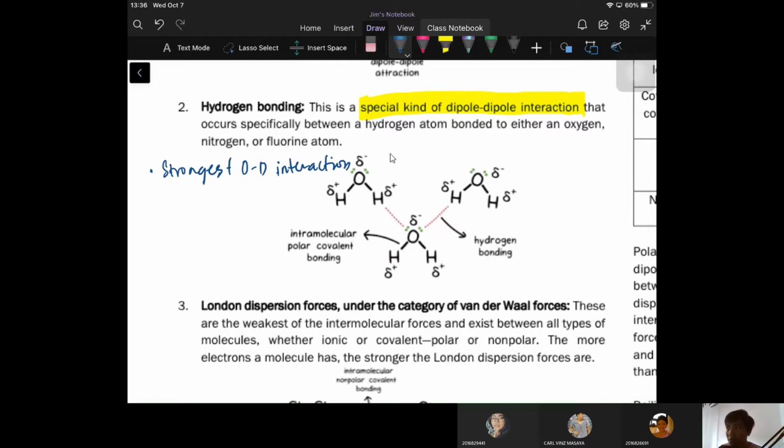And what makes this special is that it can only be observed with OH bonds, NH bonds, and FH bonds. Can only be observed lang yan sa tatlong bonds na yan. So, dyan lang yan nakikita. Anything else, hindi siya hydrogen bonding. Okay? So, ano yung special sa kanya?